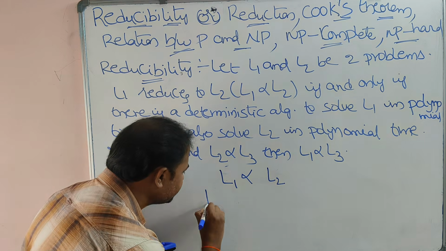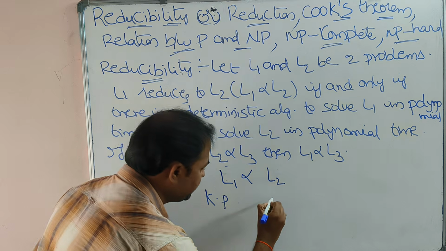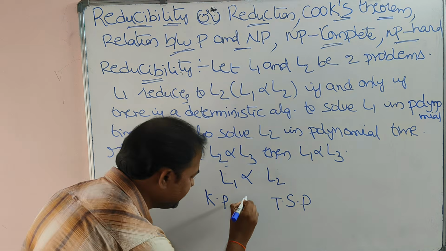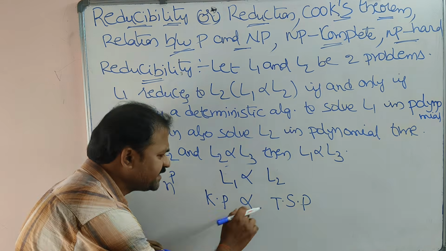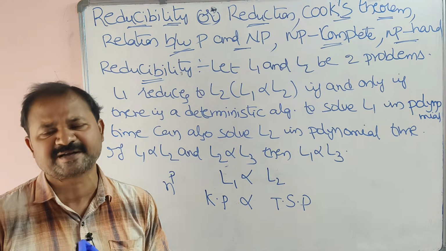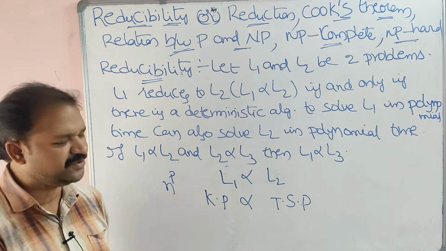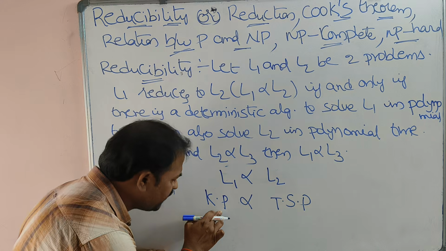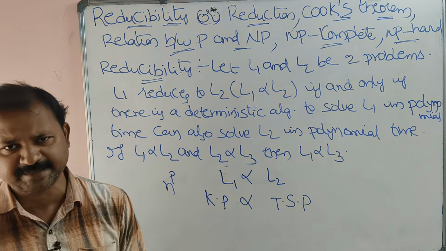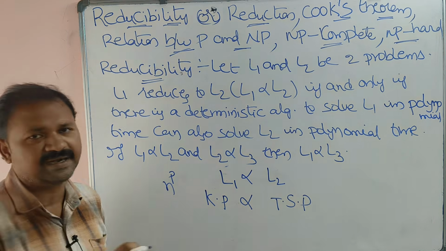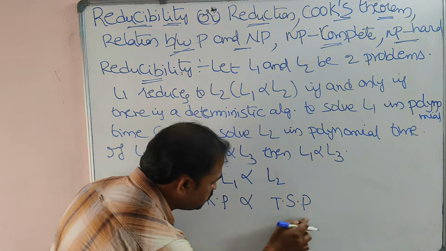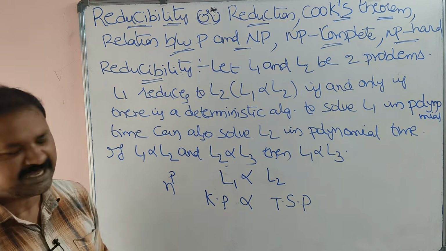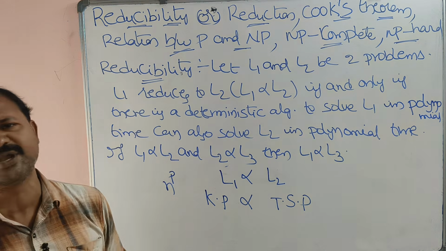Let L1 mean a knapsack problem, L2 mean the traveling salesperson problem. So we can say that the knapsack problem is reduced to the traveling salesperson problem if and only if there is a deterministic algorithm to solve the knapsack problem in polynomial time. Then the same deterministic algorithm can also solve the traveling salesperson problem in polynomial time. Then we can say that L1 is reduced to L2.